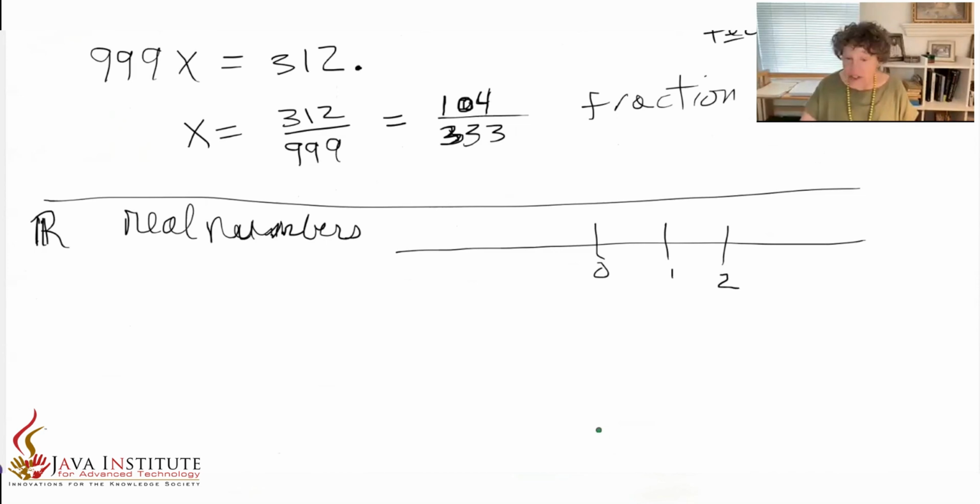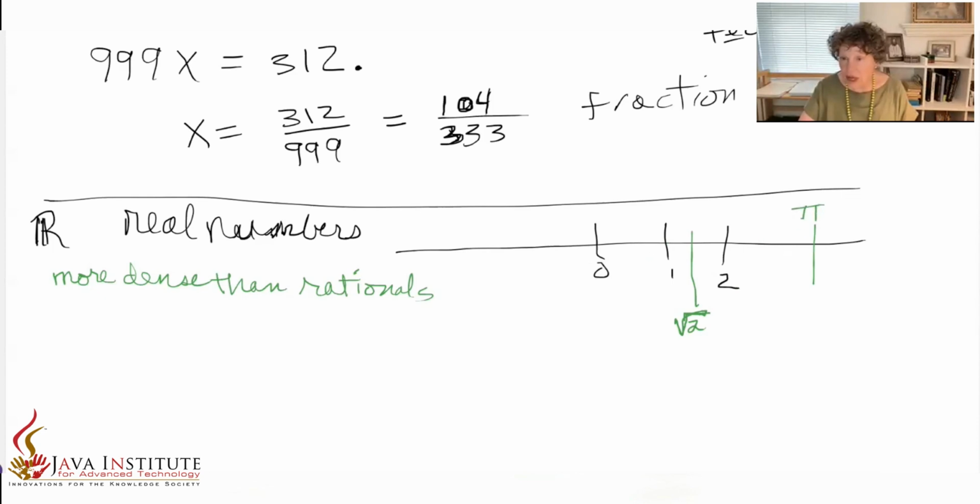So the real numbers are even more dense, if you can imagine that, more dense than the rationals, because the rationals leave holes. For example, the rationals don't have a square root of 2. So somewhere in here is the square root of 2, but that's not rational. And pi, somewhere after 3.14, that's not rational.